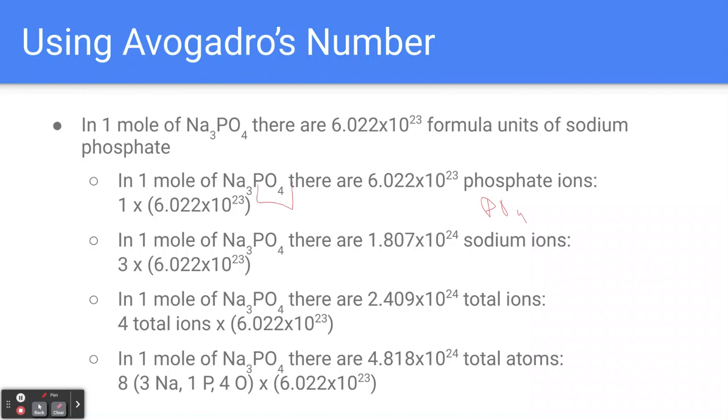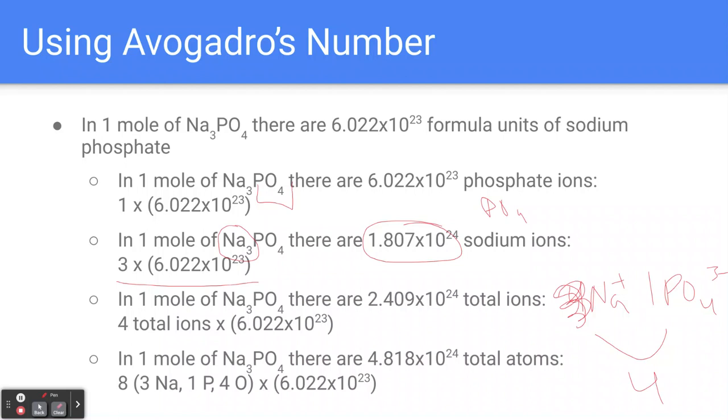If we wanted to figure out sodium ions, we're going to take a look. There's 3 sodiums, so 3 times Avogadro's number is going to get us that 1.807 times 10 to the 24th. If we want total ions, there are 4 total ions. There's 3 sodiums and 1 phosphate ion, for a total number of 4. So we're going to take 4 times Avogadro's number to get 2.404 times 10 to the 24th.